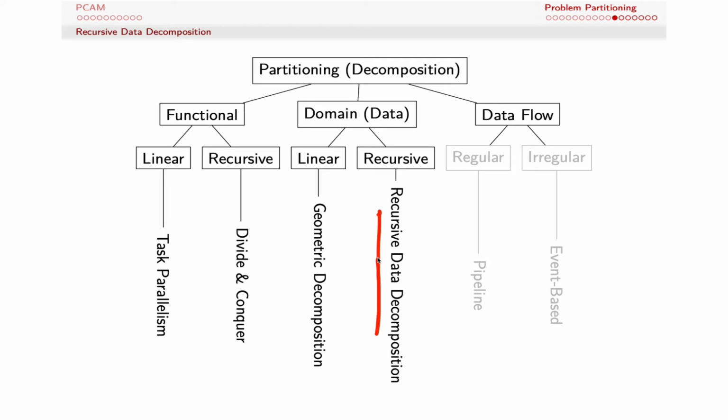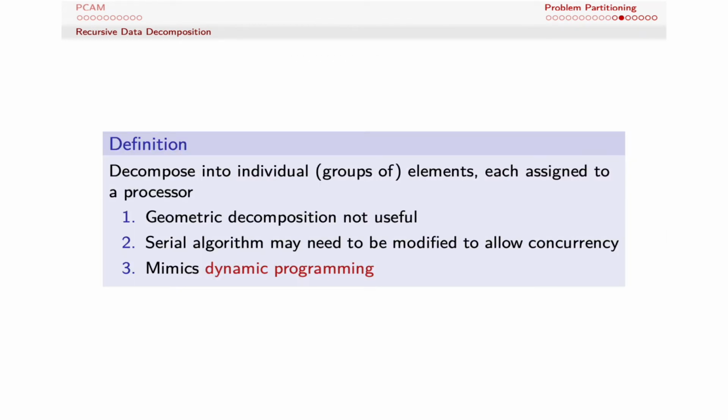Again, we're decomposing by the data, but in this case, we're thinking about problems where there is no obvious geometric kind of partitioning for the problem. Here's a generic definition for this. We're going to decompose the problem into either individual elements or groups of elements that are each going to be assigned to a processor. And we're thinking particularly about problems where geometric decomposition is not useful. Geometric decomposition is useful in a ton of problems, but not every one.